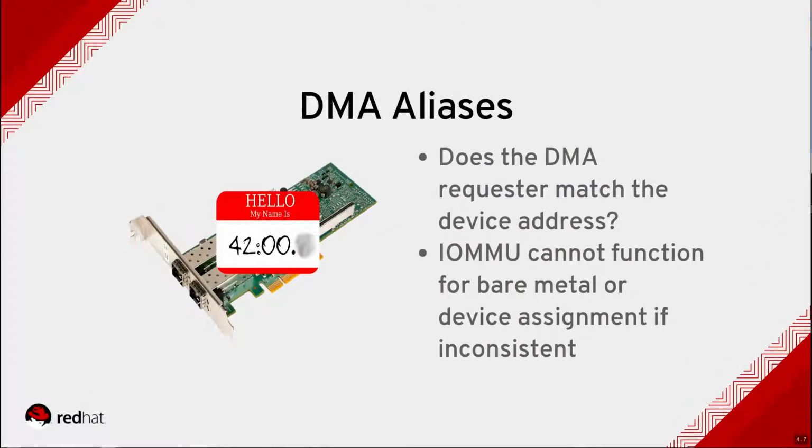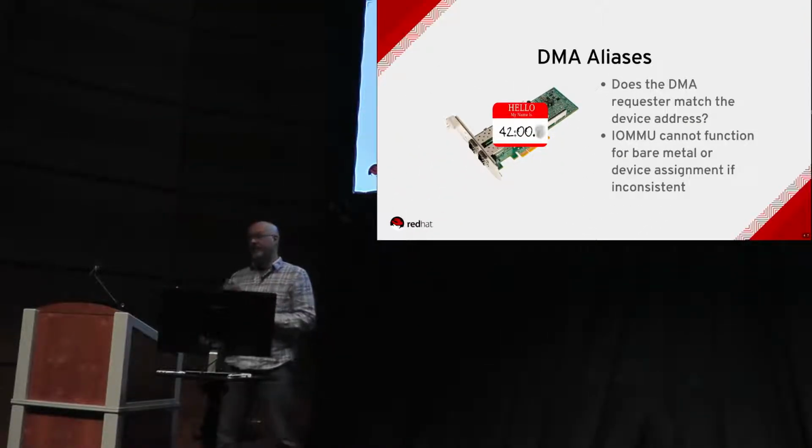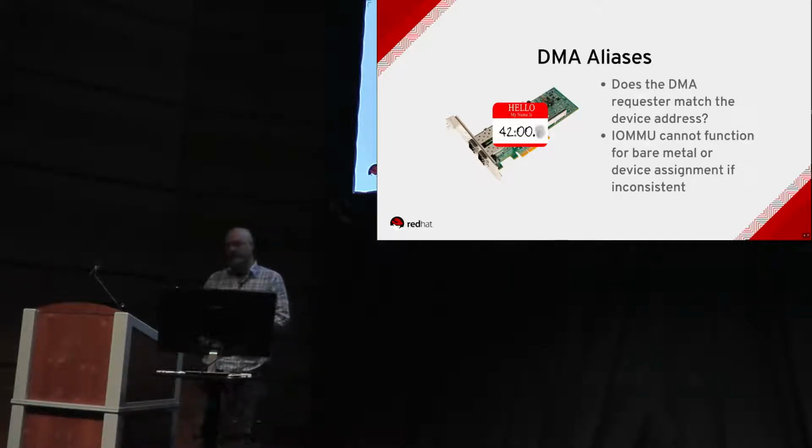DMA aliasing. So does the device actually expose the requester ID, the BDF, that it intends to? This is often a multifunction issue where the device will, regardless of which function you're dealing with, perhaps only expose itself to the IOMMU through one function. This quirk is really both a bare metal and a device assignment issue, because some of these devices were developed years ago when IOMMUs were not very common.